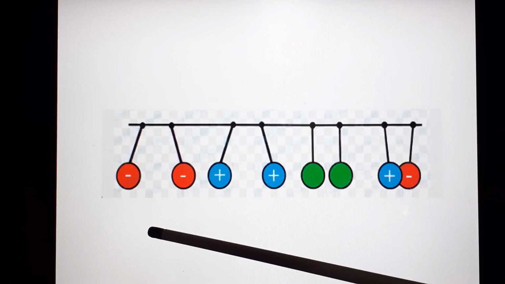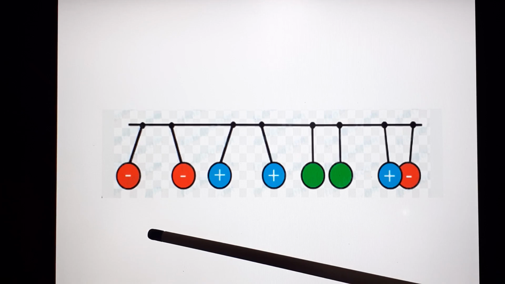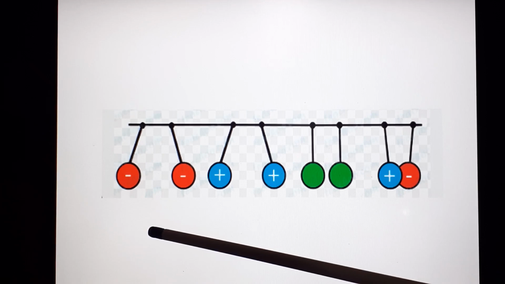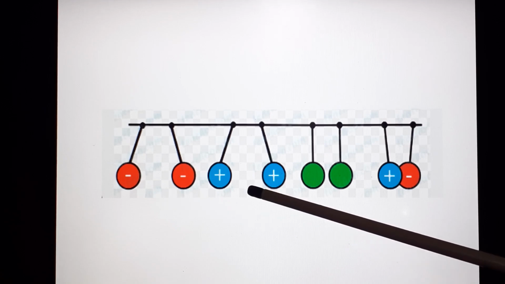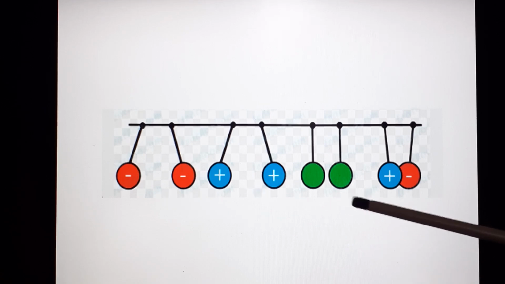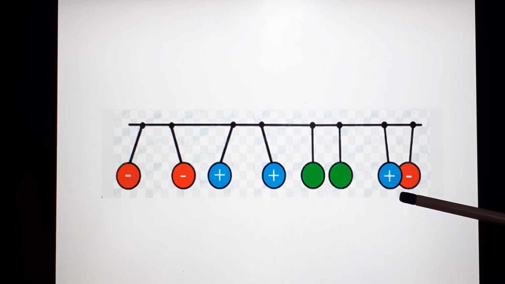Now let us understand the mechanism of these positive and negative charges. Like charges repel each other. These are neutral, and unlike charges will attract each other.